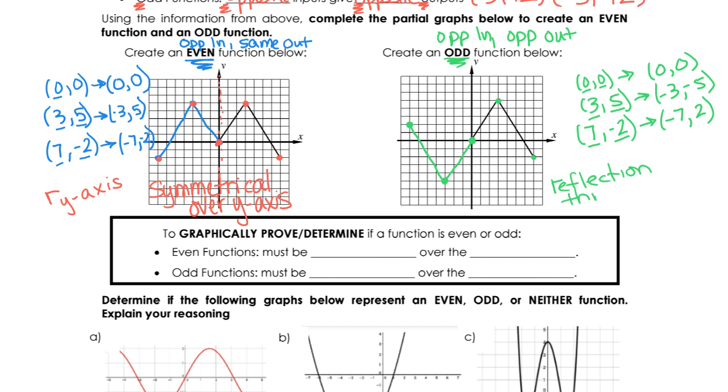Through the origin. All right, which you did not study in geometry. We didn't do reflections through the origin. But you might also say that it looks like a rotation, capital R, if you remember that, around the origin of 180 degrees, meaning if you turn your paper upside down, it looks like the same graph right side up.